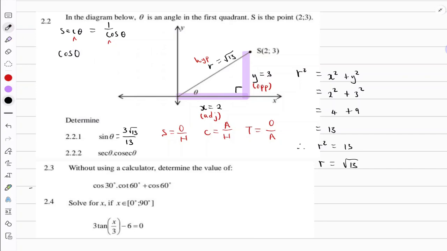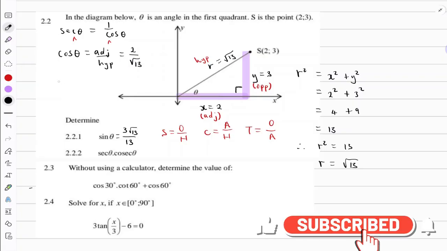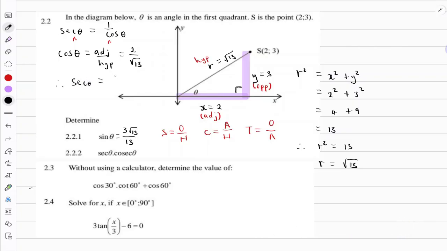So cos theta is adjacent over the hypotenuse. The adjacent is 2 and the hypotenuse is the square root of 13. So therefore, because sec theta is the reciprocal, sec theta then becomes root 13 over 2. I think let's just put this to one side. Let's put it here.